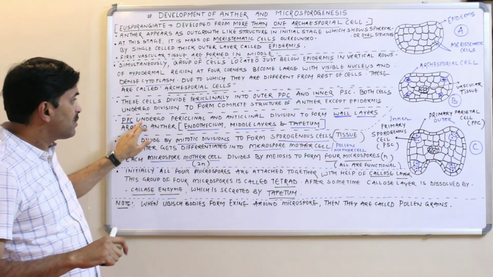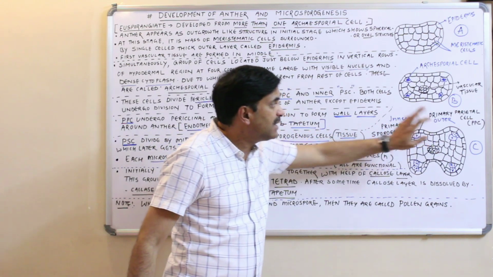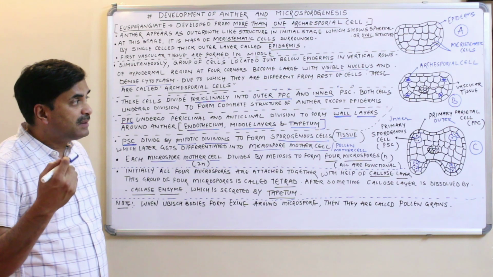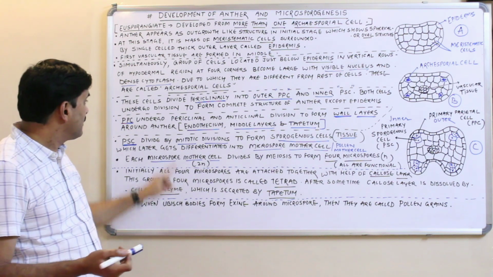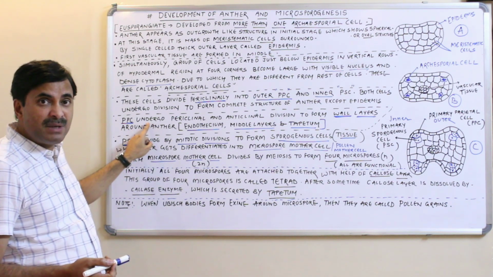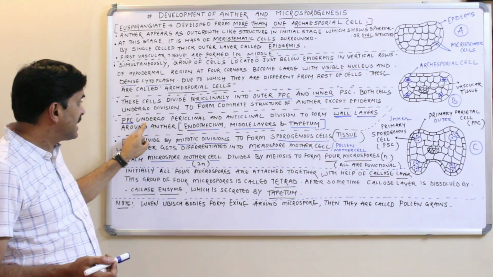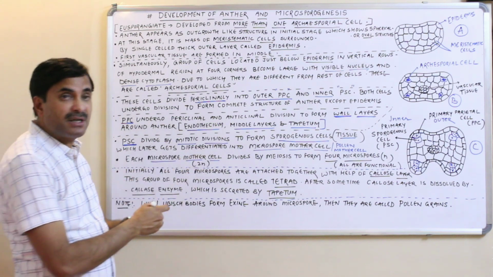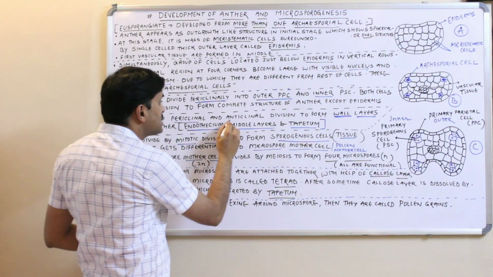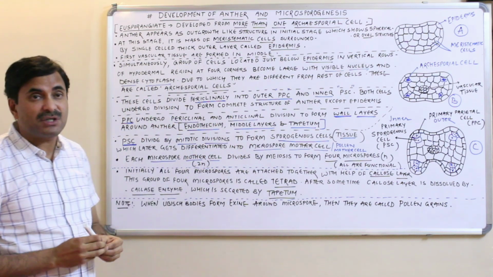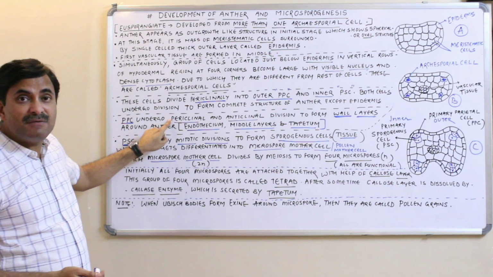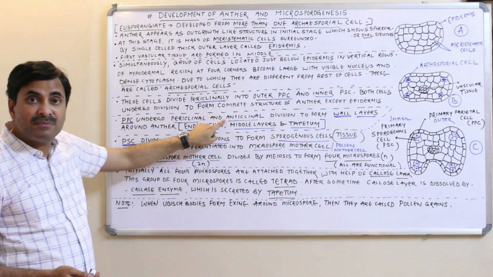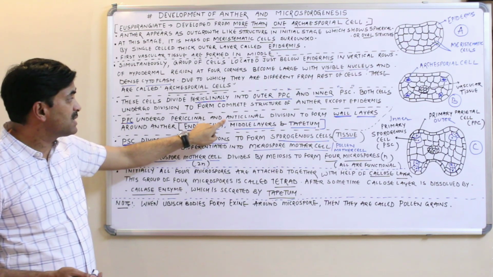Both these cells will form the complete structure of the anther except the epidermis. Now let's talk about the outer cell, known as the primary parietal cell. What does this PPC cell form in the anther? The primary parietal cell undergoes periclinal division as well as anticlinal division. What is periclinal division? Divisions which occur parallel to the cell surface. And what is anticlinal division? Divisions which occur perpendicular to the cell surface.